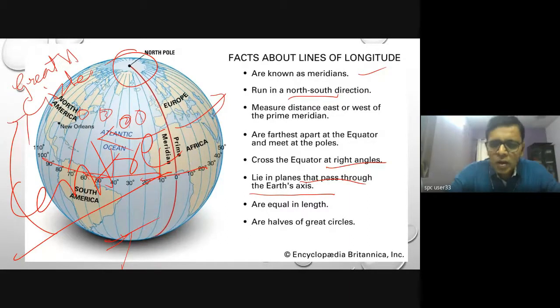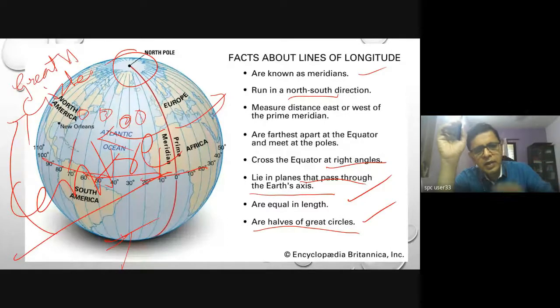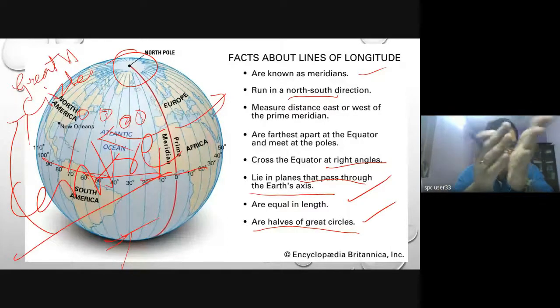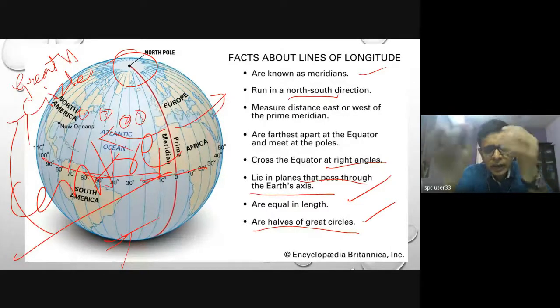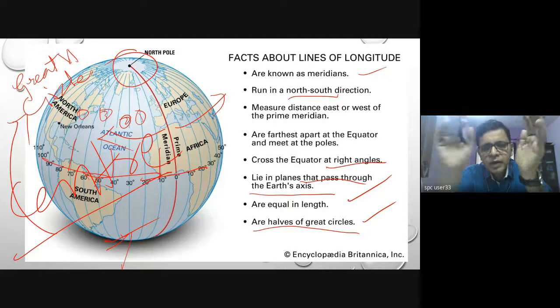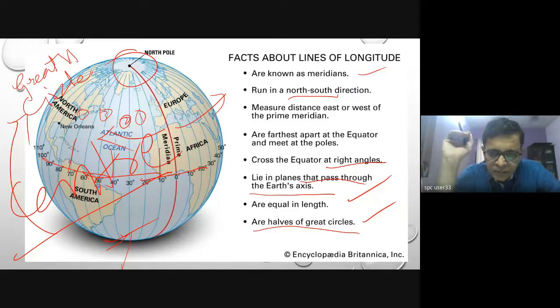Let me give you a hint. All of them are of equal length and are halves of great circles. Any longitude I cut the Earth through, 0 degrees, 10 degrees, 50 degrees, 65, 67, 180 degrees, will divide the Earth into two equal halves. Now give me my answer. What is a great circle? And which is the largest great circle on this planet?